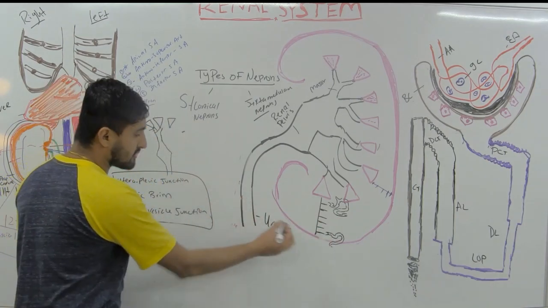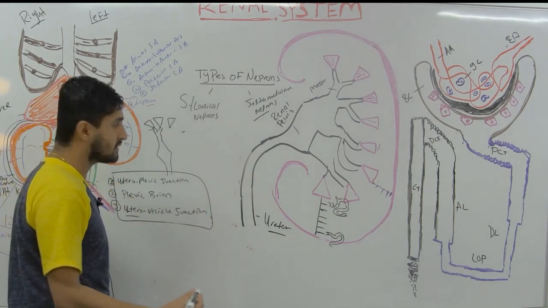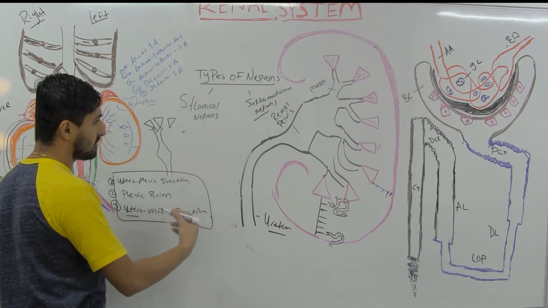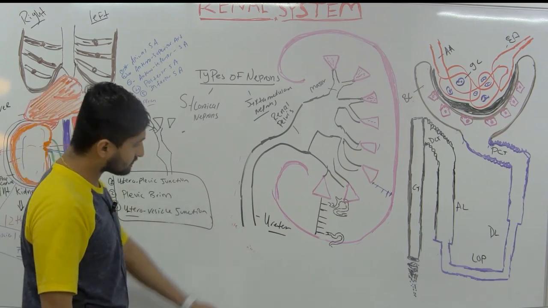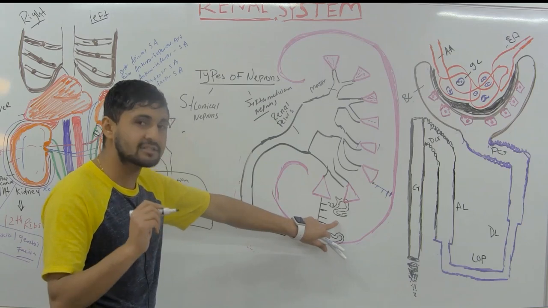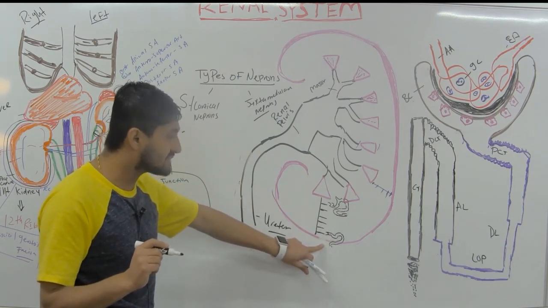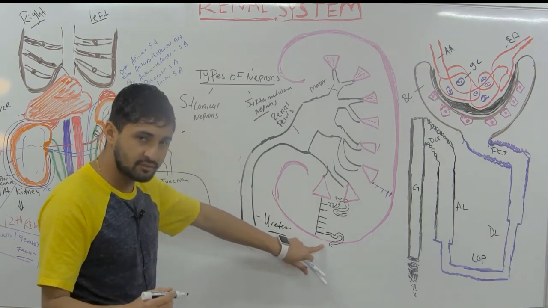And one of the differences of juxtamedullary nephrons is that, as I said, they make a concentrated urine, and cortical nephrons are the ones normally functioning. And the other one is that this juxtamedullary nephron, you have to remember this, has a long loop of Henle compared to the cortical nephrons. Cortical nephrons have a shorter loop of Henle.